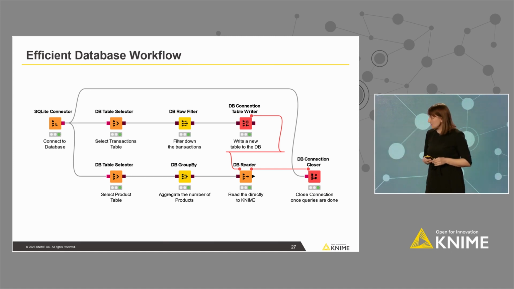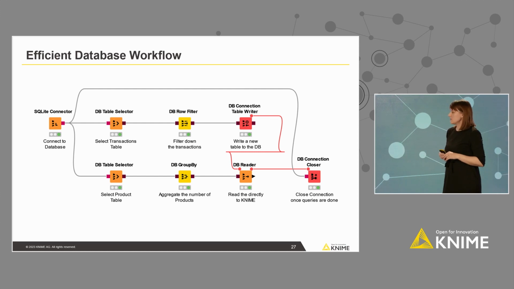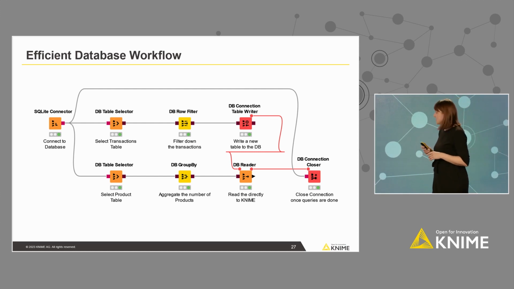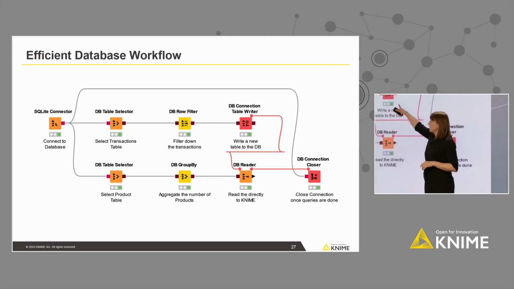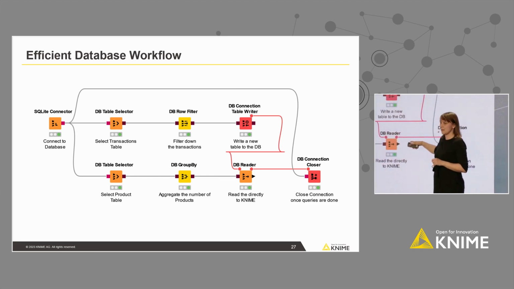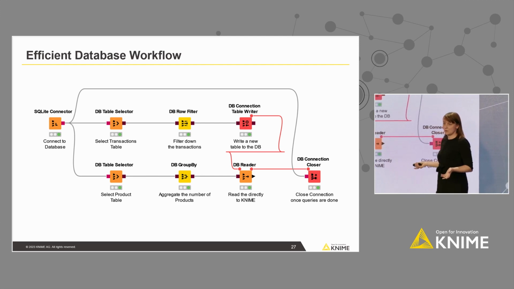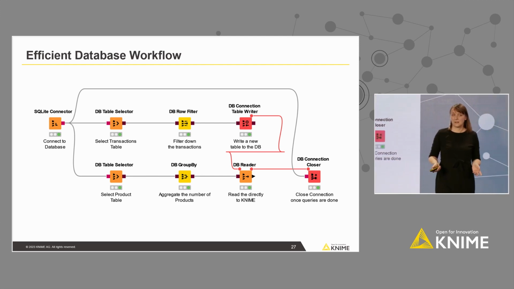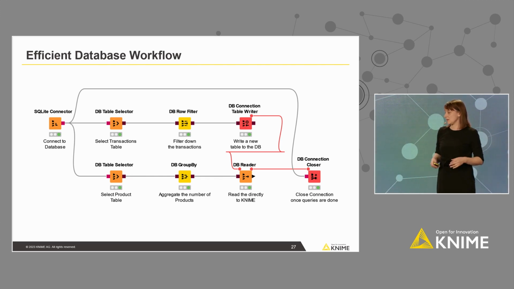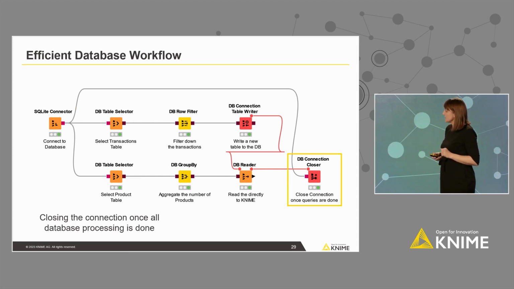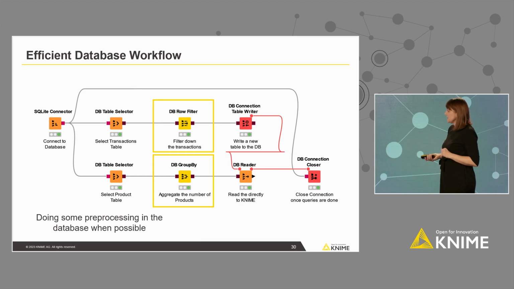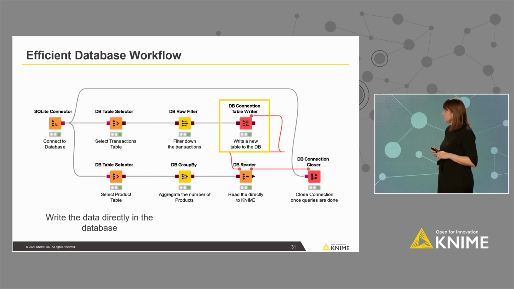So we have only one connector at the beginning. We select some tables. Then we use the database manipulation nodes. And then you see there is a node called DB connection table writer that you can already use before the DB reader node, so before you even read the data into the analytics platform. Maybe it's not needed, right? Maybe you are just doing some calculations and want to write the data into the database directly. So why load the data into the analytics platform before? Just to summarize, we have only one connector, the DB manipulation nodes, the DB connection table writer, and the closing connection at the end.